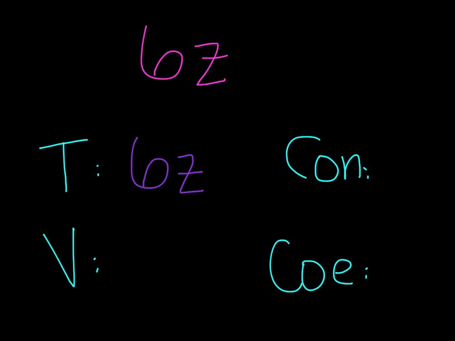Now my variable is of course z, which makes my coefficient 6 because it's attached to the variable. So now I have to think, okay, what's my constant here? I have to think to myself, is there a number being added to 6z? There's not. So what number represents nothing? Well, 0. So my constant is 0.